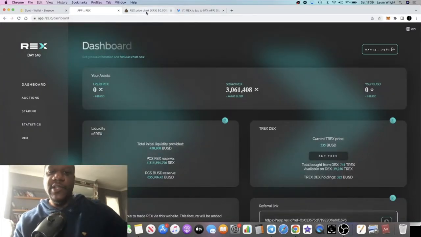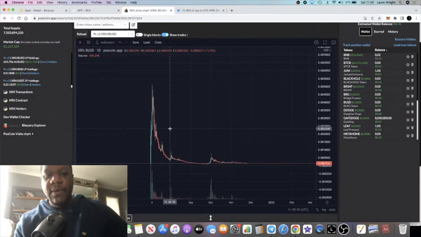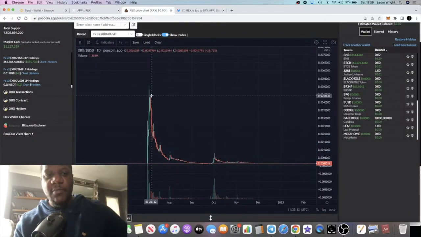And if we look at the chart, when we were talking about Rex before, the prices were all the way up here. There was a lot of hype going on. This is the daily chart, by the way. There was a lot of hype and the price was pumping. But of course, just like everything else, the market's come down. We're in a bear market.